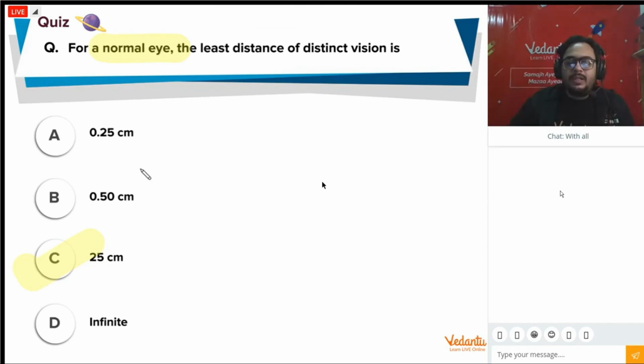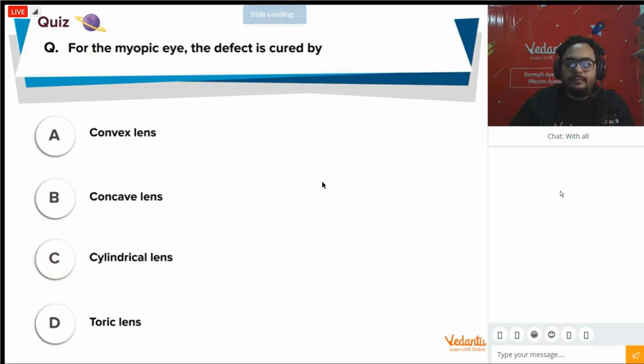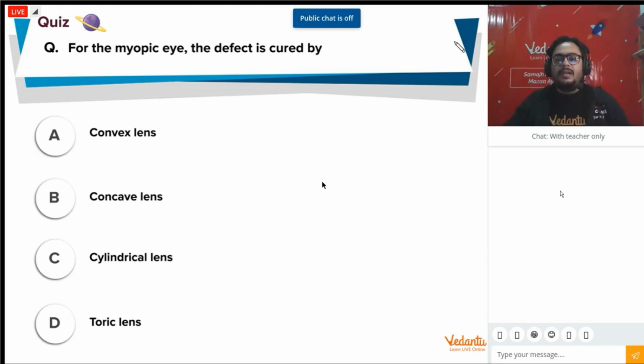Okay, next question is in front of you, everyone. Can you see the next question? Please say yes or no. How to answer fast? Click fast and have a fast internet connection. Okay, so second question is in front of you. For a myopic eye, if you have myopia, which lens should you use? Concave, convex, cylindrical, or toric lens? Now, don't ask what is toric lens. We don't care.